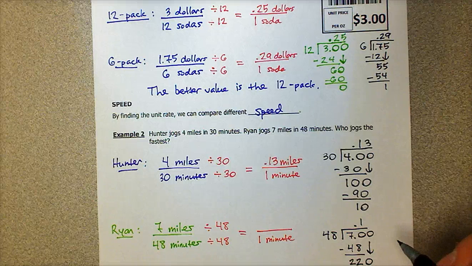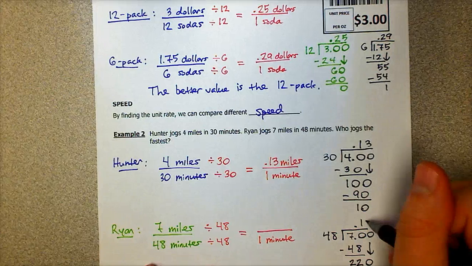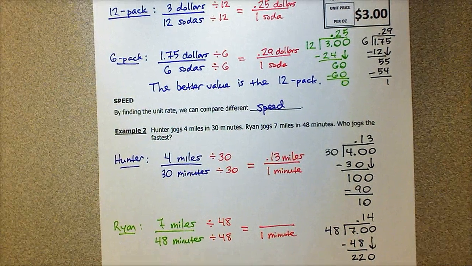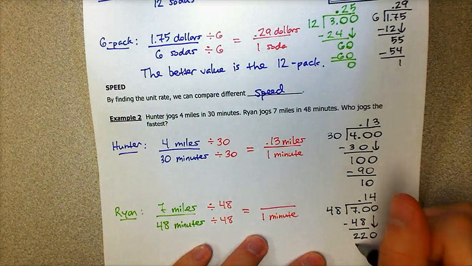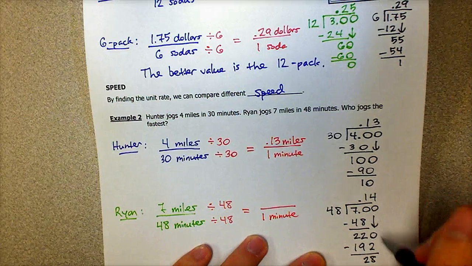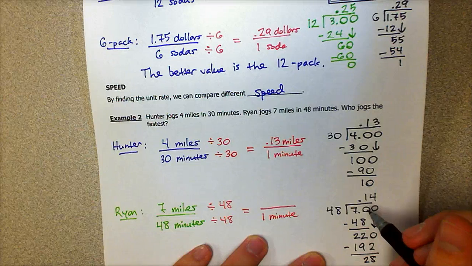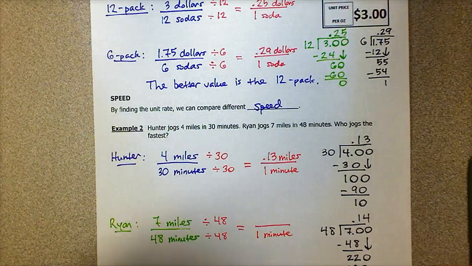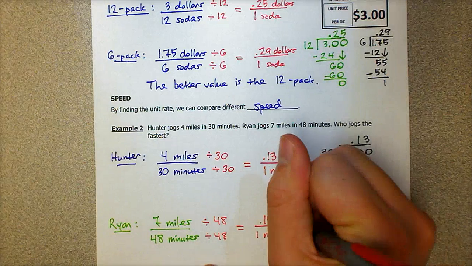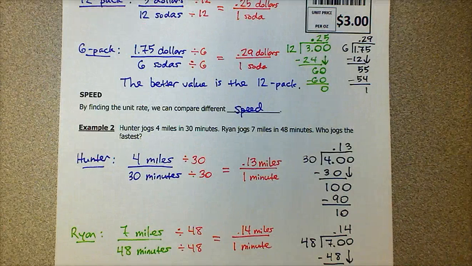220 divided by 48. I can put 48 into 220 4 whole times. And 48 times 4 is 192. And I get a remainder of 28. Again, I can stop when I get 2 decimal places. So now I know Ryan's speed is 0.14 miles per every 1 minute.